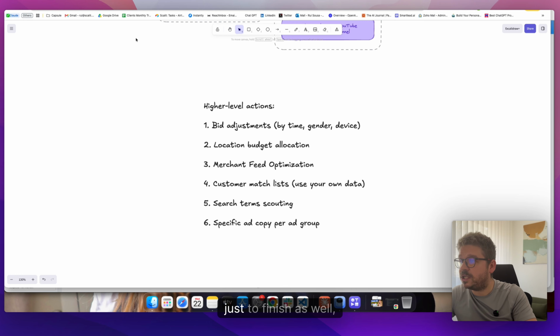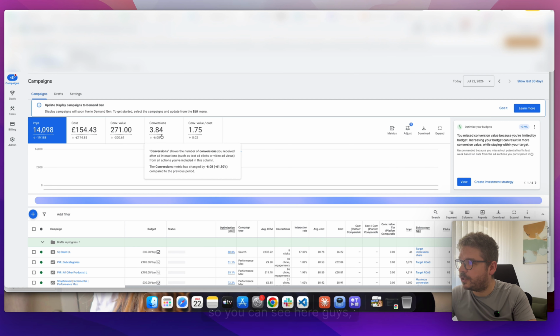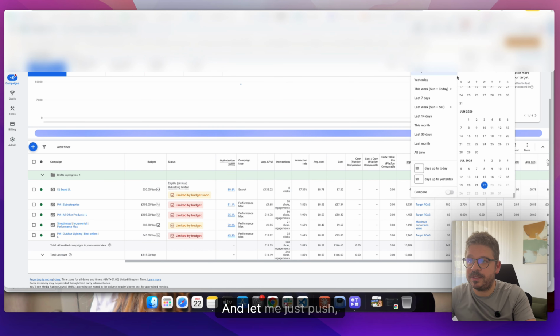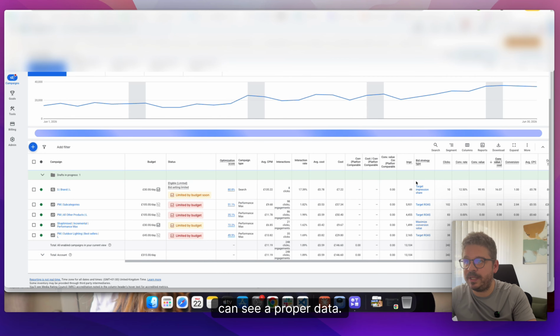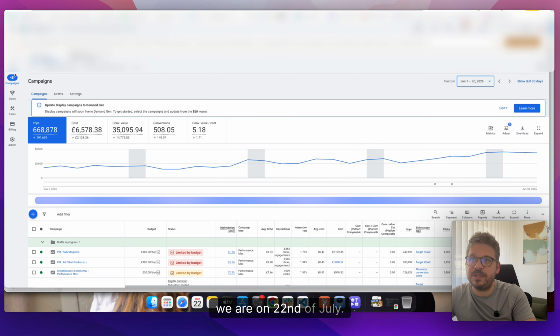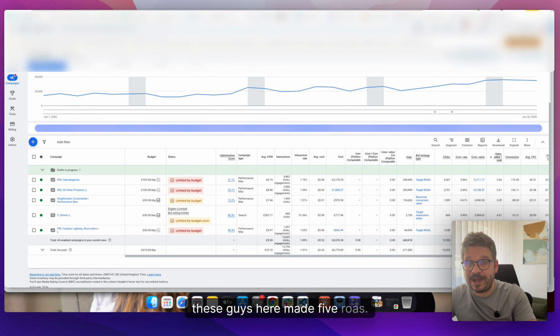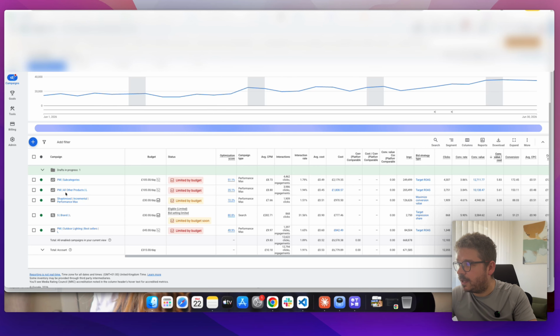But yeah, guys, just to finish as well, I just want to show you here one client really quickly. So you can see here, guys, we are doing pretty much this stuff here, and let me put here last month, for example, so you guys can see proper data. So this is live. We are on the 22nd of July. This is the month of June, and as you can see, guys, these guys here made 5 ROAS. You can see here on the right side, and basically, we are just starting phase 2. So basically, as you can see, we have all other products, the shopping campaign, catch all.